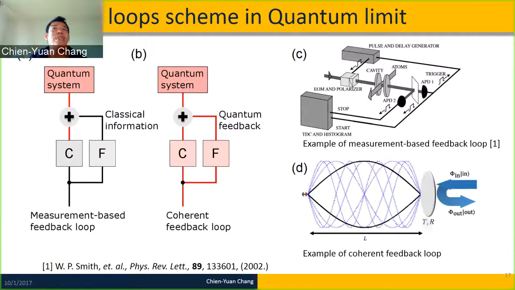I'll first discuss why a feedback loop is important in the quantum limit. As I showed before, this is basically how a feedback system looks. There are two methods of feedback loops when we try to prepare a quantum state. The one in figure A is a measurement-based feedback loop. You measure something, you want to prepare either 0 or 1, and if it's not the target state, you apply a Z gate, feeding back into the quantum system and preparing the state as you wish.